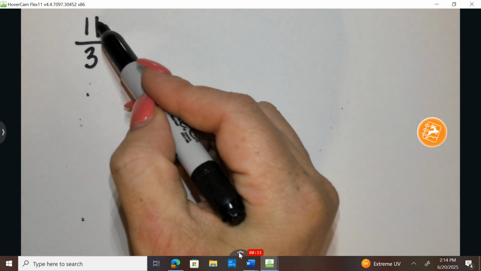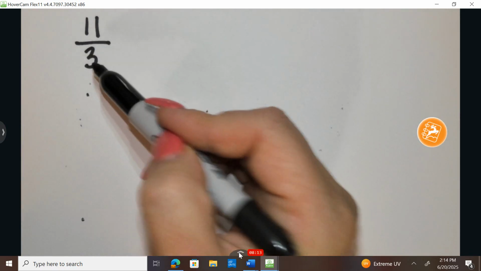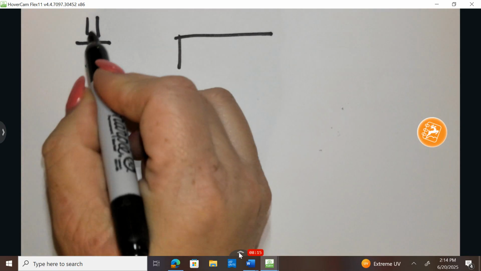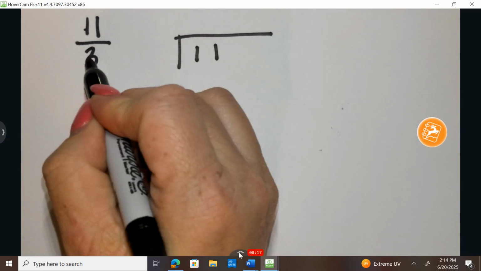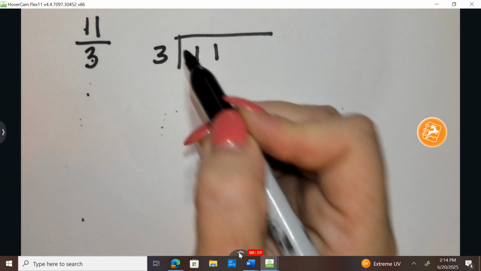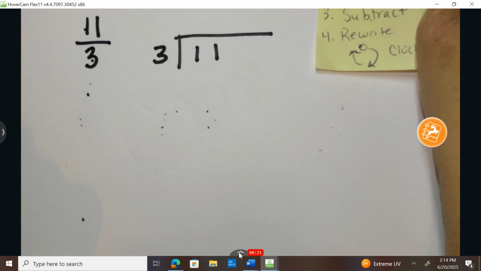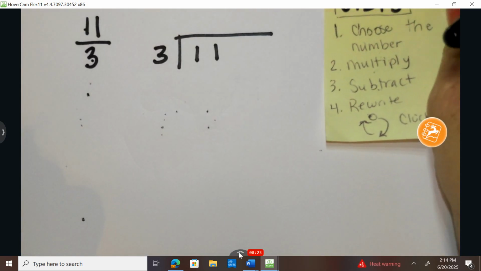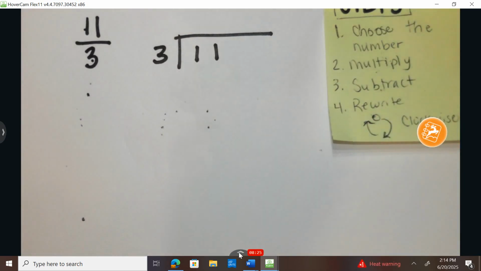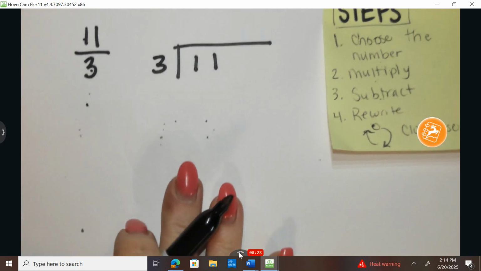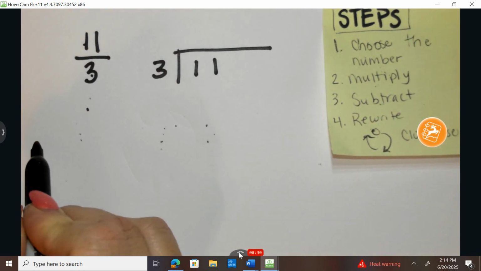11 divided by 3, 11/3. It's an improper fraction because the number on top is greater than the number on the bottom. So the top number always goes on the inside, and the bottom number always goes on the outside to the left. And here are my steps. Let's make sure you can see them. Okay, so step 1, choose the number. I'm going to count by 3s. Let me do it down here so you can see in this video. We have 3.